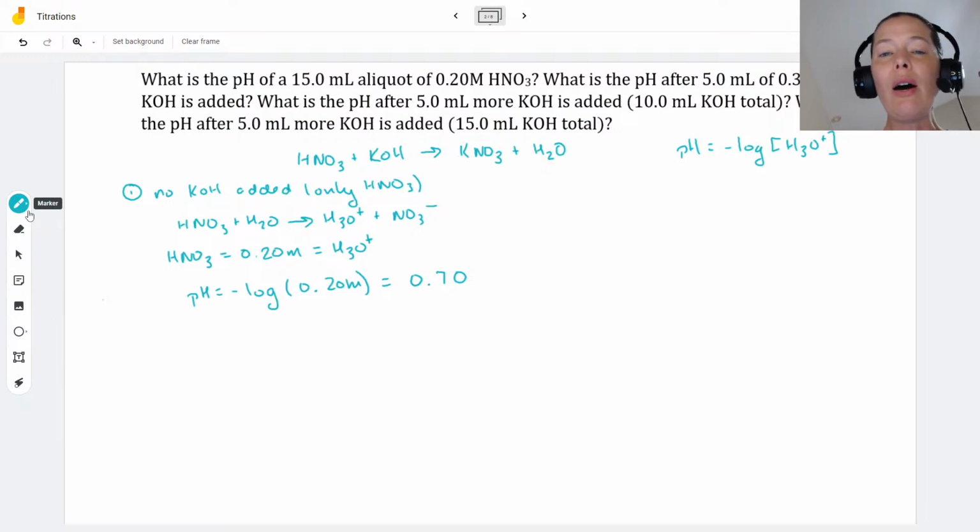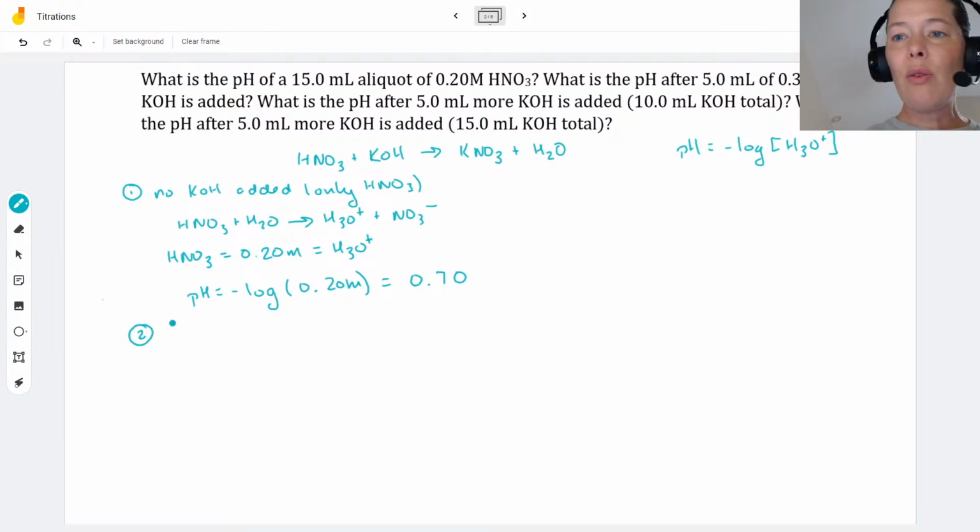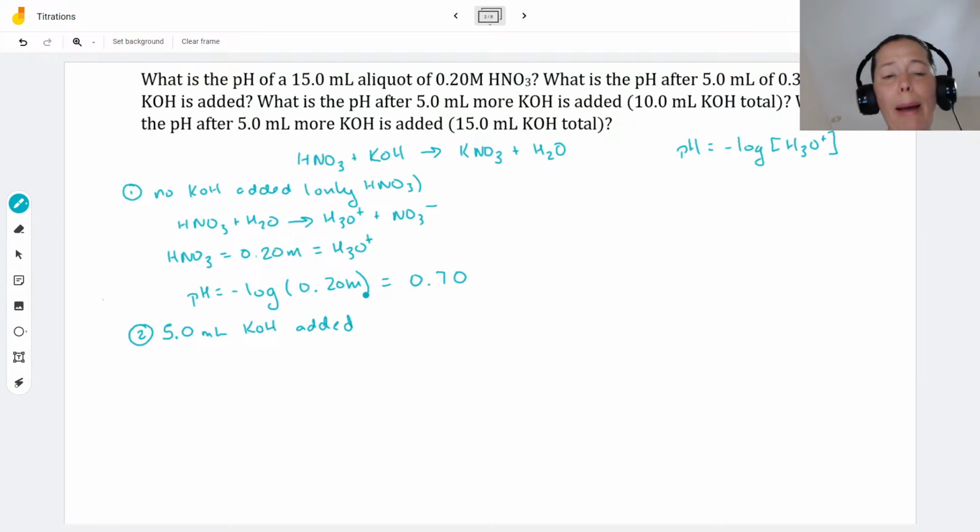Okay, so what we want to do next is calculate the pH after we've added 5 milliliters of our potassium hydroxide. Now, our potassium hydroxide is a 0.3 molar solution. So our step 2 here, we'll say we have added 5 milliliters of potassium hydroxide. Let's calculate our moles of potassium hydroxide and our moles of nitric acid, because we're going to need to do some stoichiometry. And of course, when we do stoichiometry, we need moles.